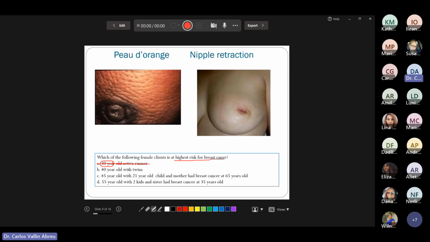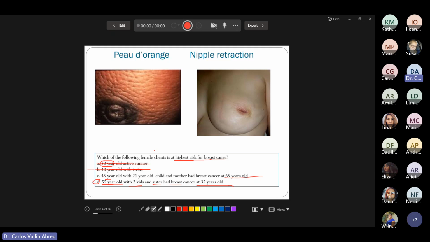B, 40-year-old with twins. It is a distractor. It's not the most important. At 40 years the risk starts, but it's younger than these two. So we can rule out that. Now we have C, 45 years old. Now, more age, more risk. With a 21-year-old child, and mother had breast cancer at 65. And D, a 55-year-old with two kids and sister had breast cancer at 35. So which has the highest, C or D? D, as in David. D as in baby.